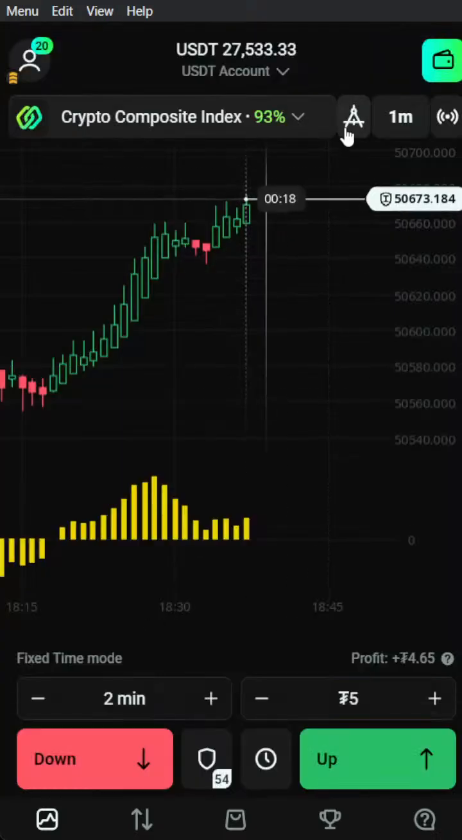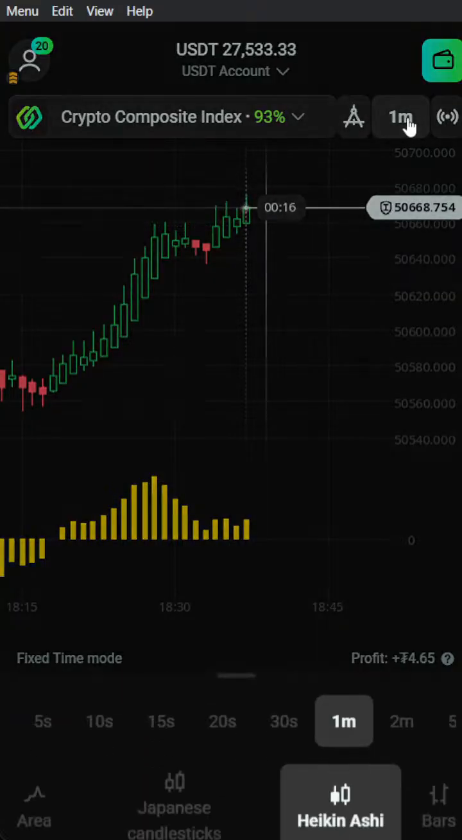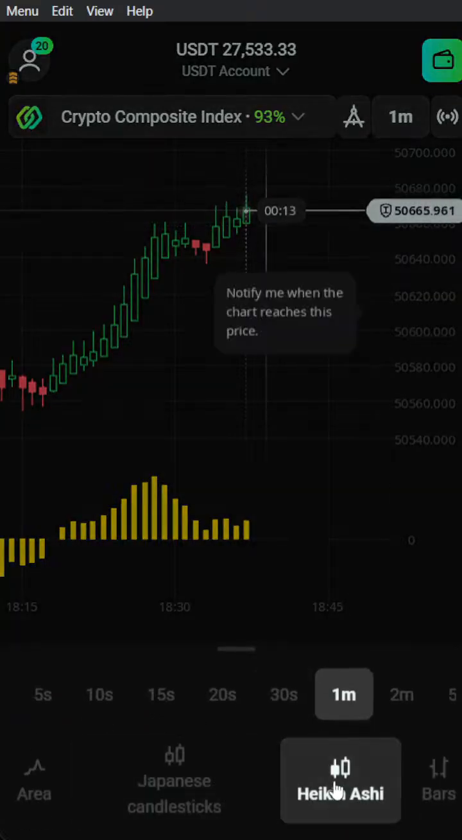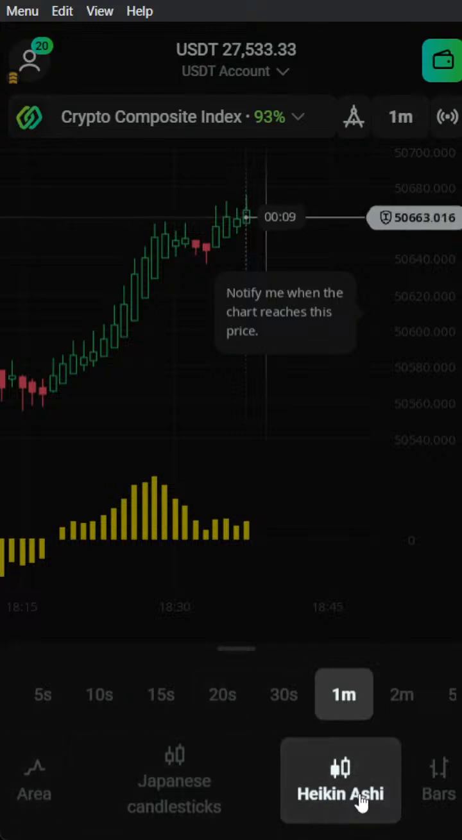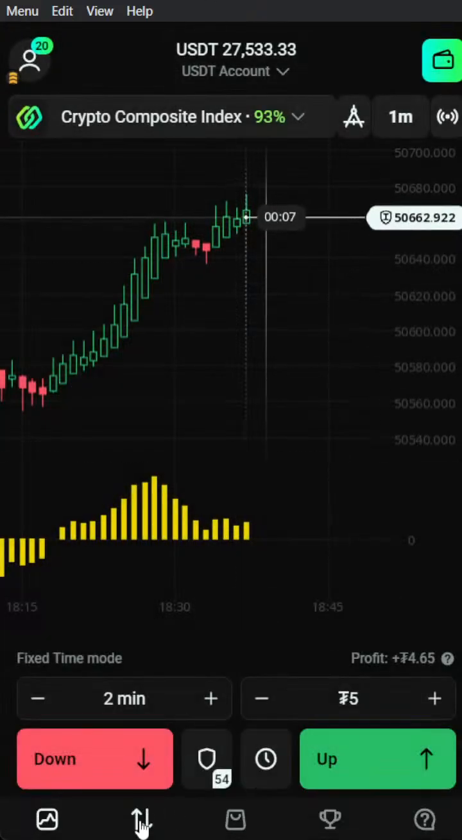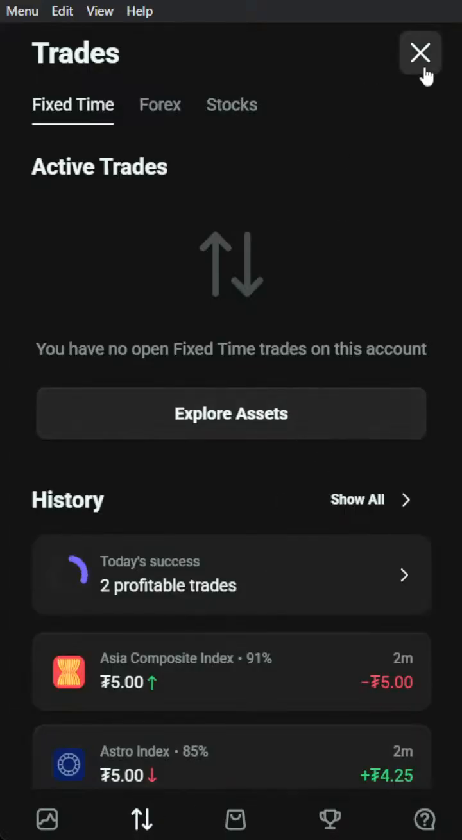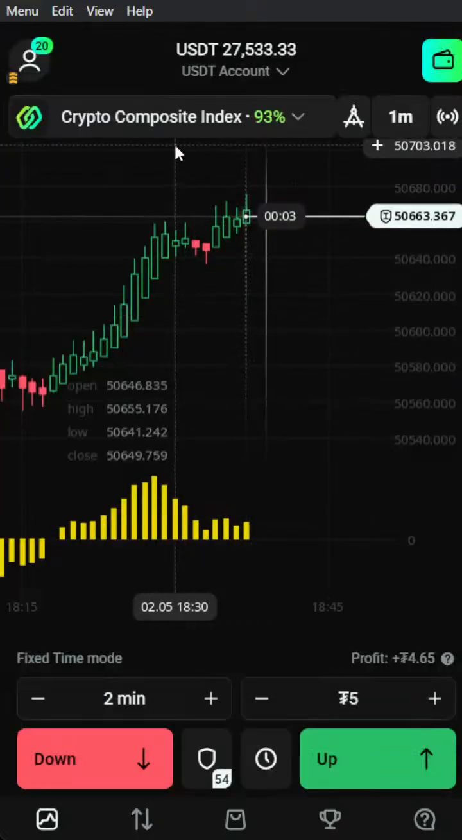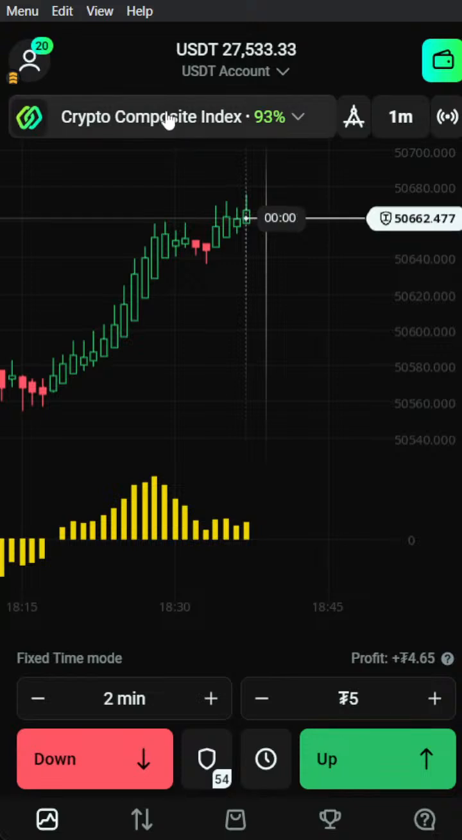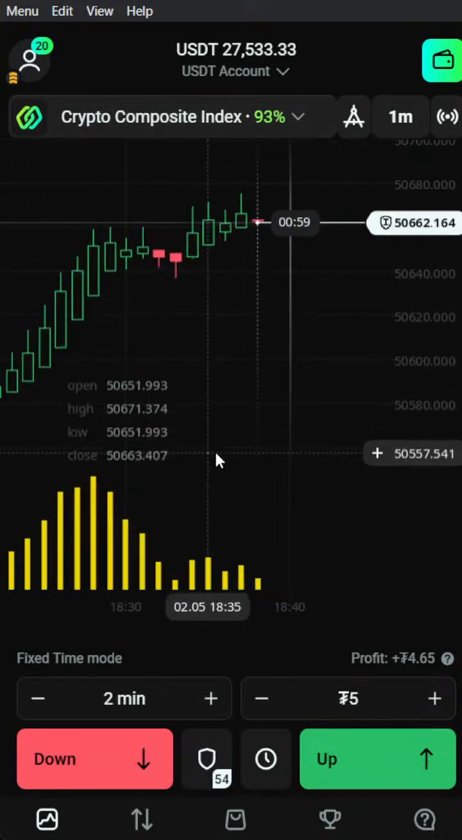Again, you will go to the graph section. Okay, you click on 1 minute and you change it to Heikin-Ashi. You click on this on the application, you will see the options. Here you change it to Heikin-Ashi. That will be your own DPO strategy ready. Now the last trade that we made in Asia Composite, that went against the prediction. So that is fine. We will see what the next candle brings for us.